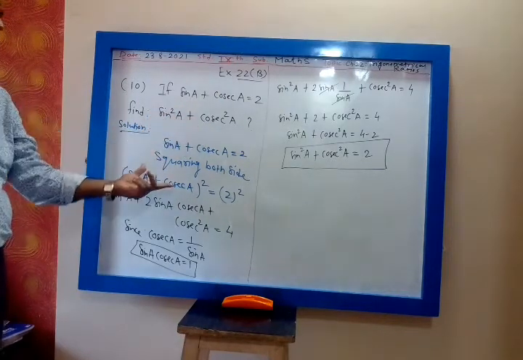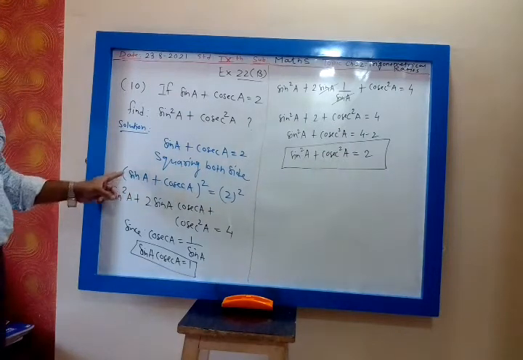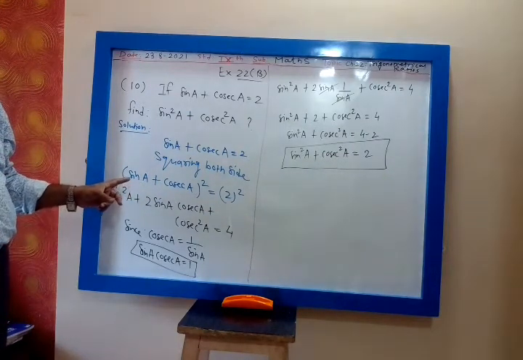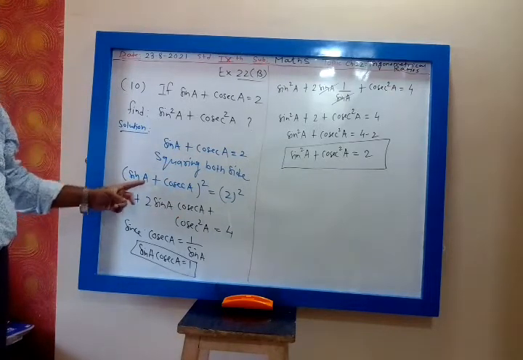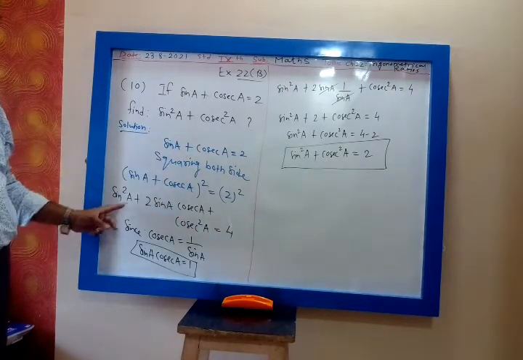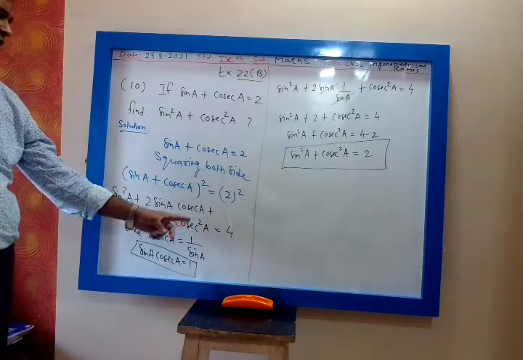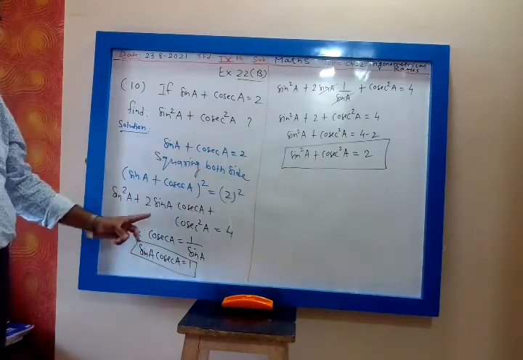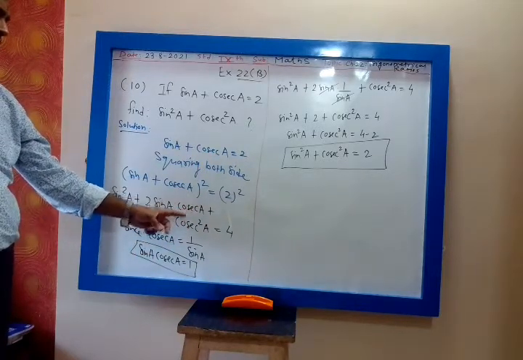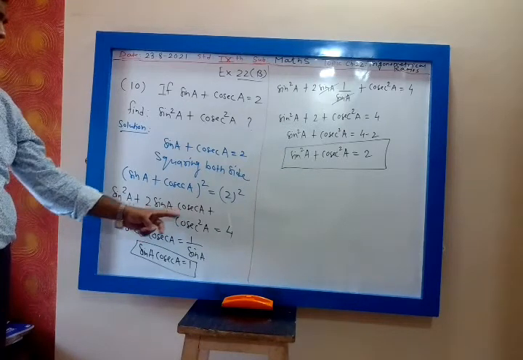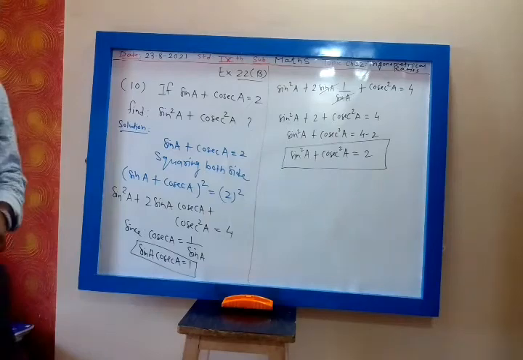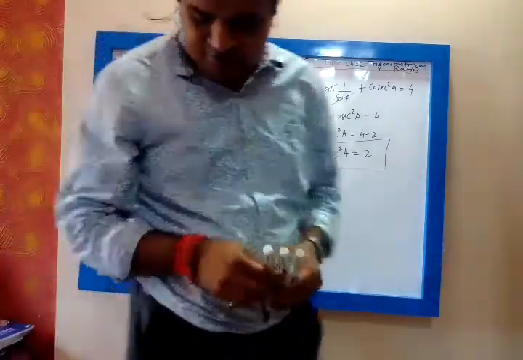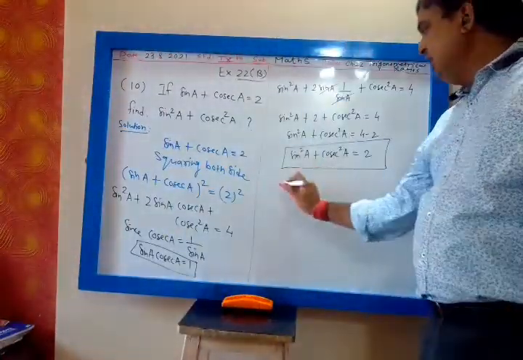So squaring both the sides, sin a plus cosec a whole square will be a square plus 2ab plus b square, which is equal to 2 square, 4. Cosec a I can write 1 upon sin a, or sin a into cosec a value is 1. In a similar way, 11 will be the same.